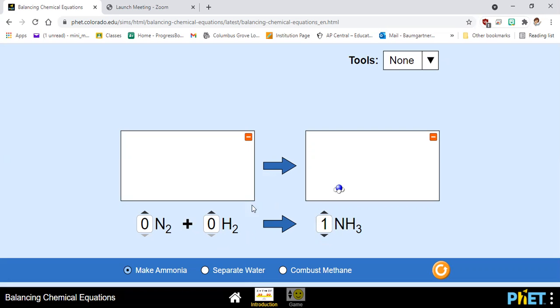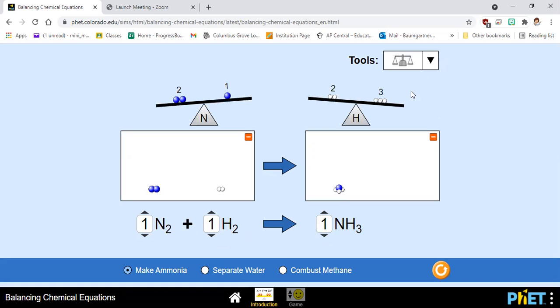I'm going to put a 1 in front of each of these. So here's my diatomic nitrogen, here's my diatomic hydrogen, and then ammonia is 1 nitrogen with 3 hydrogen. So I'm going to add my scales. This is showing my nitrogen on my left and my nitrogen on my right. This is showing my hydrogen on my left and my hydrogen on my right. And you'll notice that the scales are not balanced. So I have more hydrogen over here. I have 3 hydrogen here, and I have 2 here.